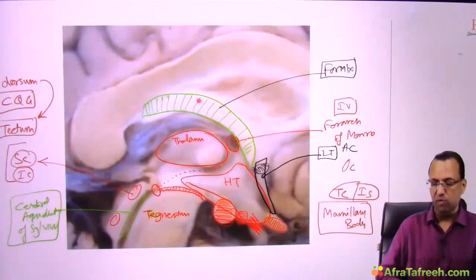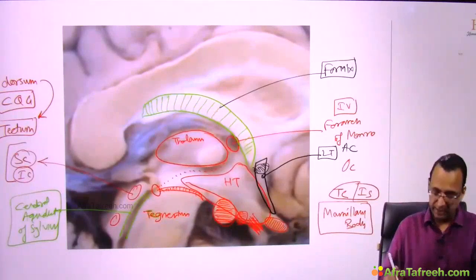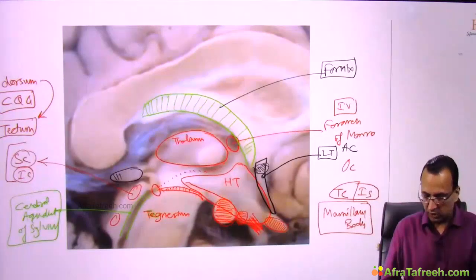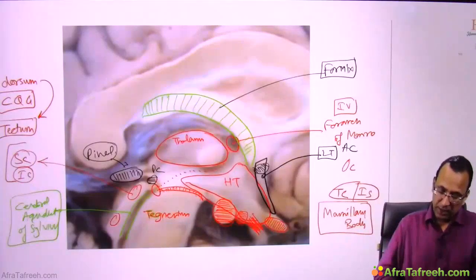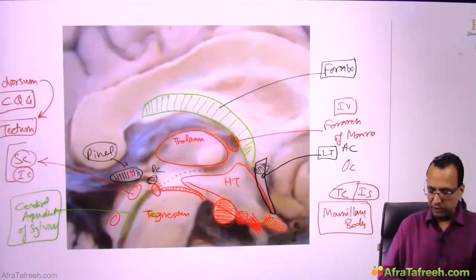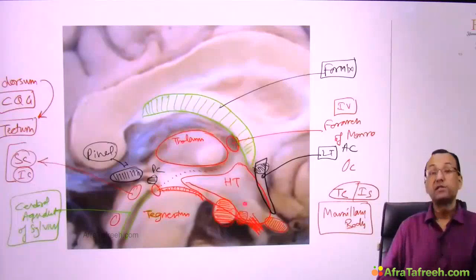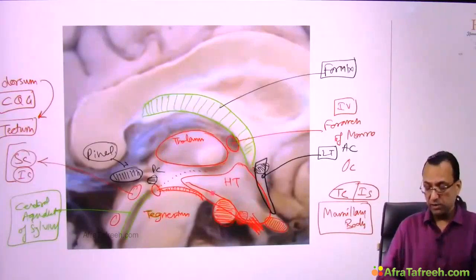What is the posterior boundary of the third ventricle then? Posterior? Yes, the pineal. Along with the pineal there is also the posterior commissure. Remember, the pineal gland and the posterior commissure are the posterior boundary of the third ventricle. So where is the third ventricle? This is the third ventricle, and the posterior boundary is the pineal gland and posterior commissure.